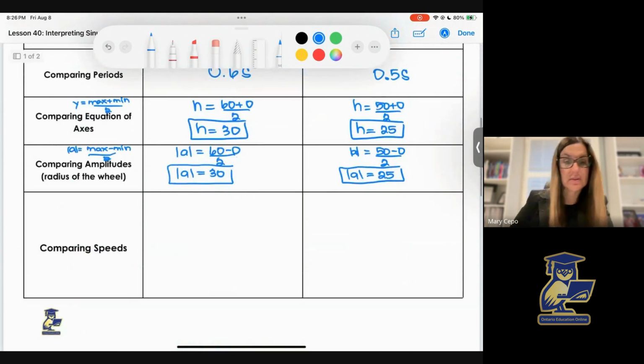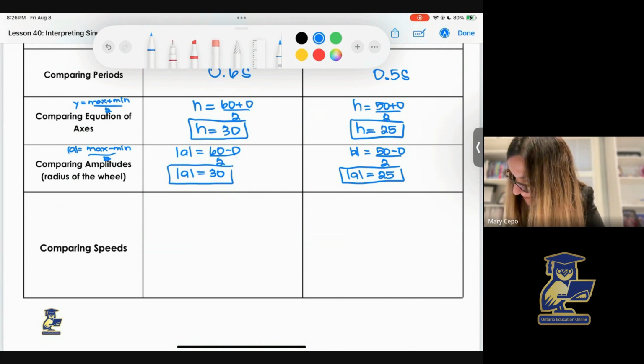Now let's compare speeds. When we're looking at the distance, we need to know the circumference, what it covers in one cycle. The circumference of a circle is equal to 2 pi r, so let's figure that out first. What is that distance? Remember, for any kind of speed, speed is always distance over time. So velocity is always distance over time.